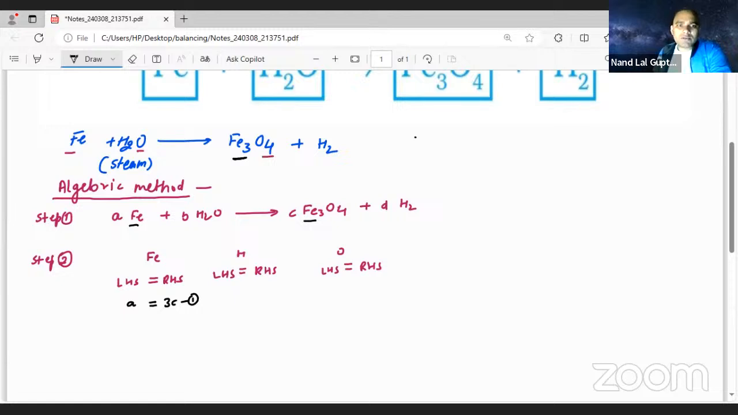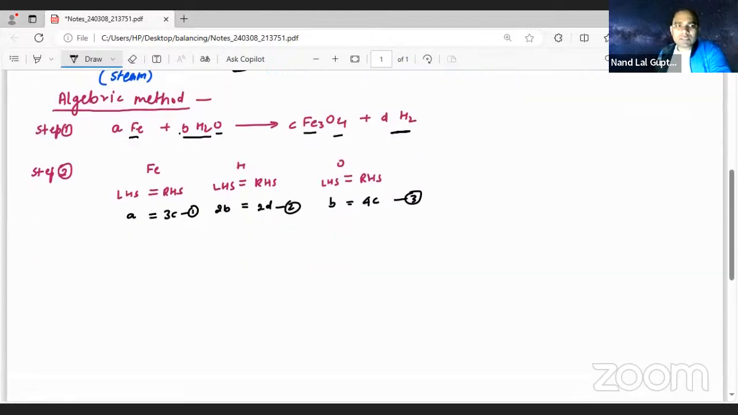Now, in terms of hydrogen, 2 hydrogen are there, multiplied by B, so it is going to be 2B. And on this side hydrogen 2 are there, multiplied by D, so it is equal to 2D. Now if you cancel out, this equation is very simple. You can cancel out 2 and 2, so B equal to D. This is equation number 2. Now go for oxygen. Here oxygen is 1, multiplied by B, so it is going to be 1B. And on this side 4 oxygen multiplied by C. This is 4C. This is equation number 3.